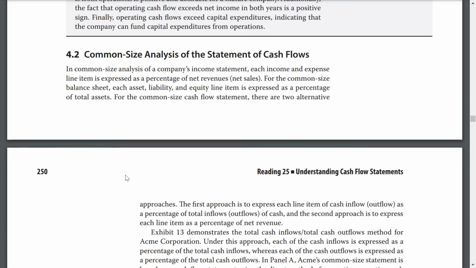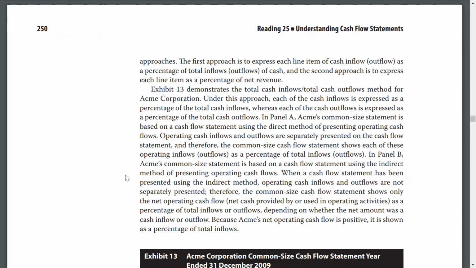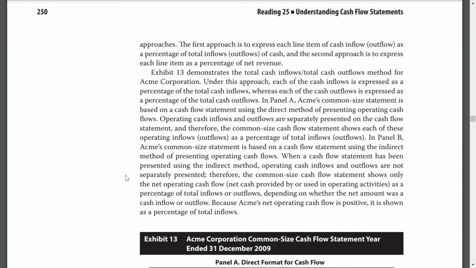The first approach is to express each line item of cash inflows or outflows as a percentage of total inflows and outflows of cash. And the second approach is to express each line item as a percentage of net revenue. Exhibit 13 demonstrates the total cash inflows and total cash outflows methods for Acme Corporation. Under this approach, each of the cash inflows is expressed as a percentage of the total cash inflows, whereas each of the cash outflows is expressed as a percentage of the total cash outflows.